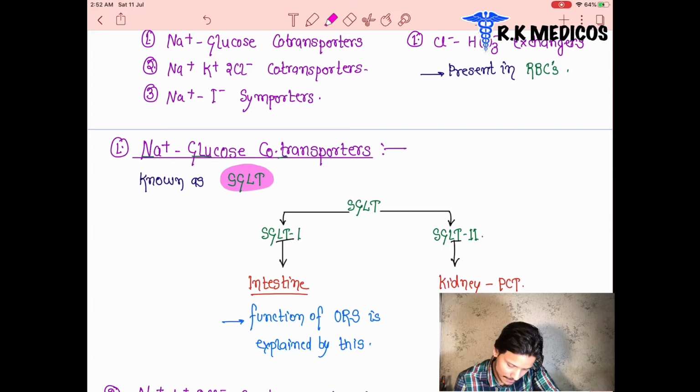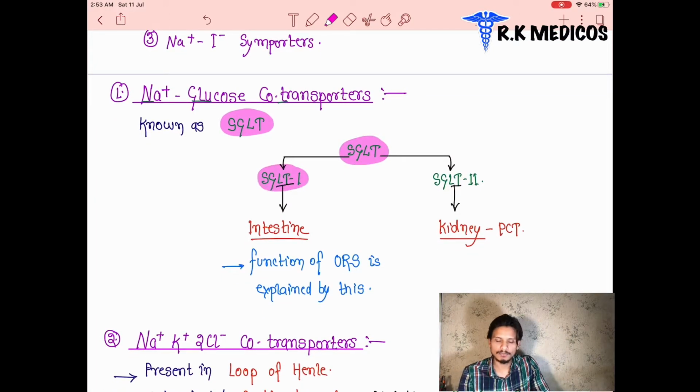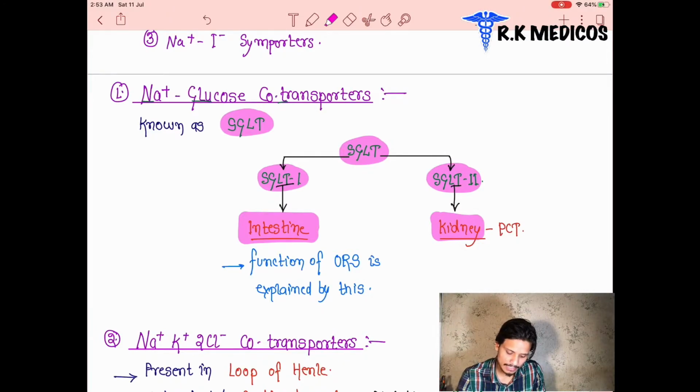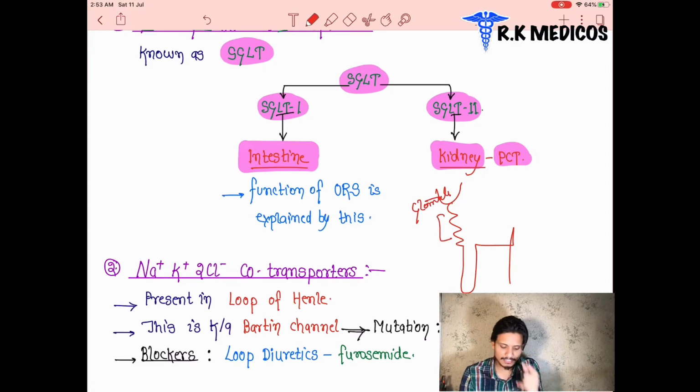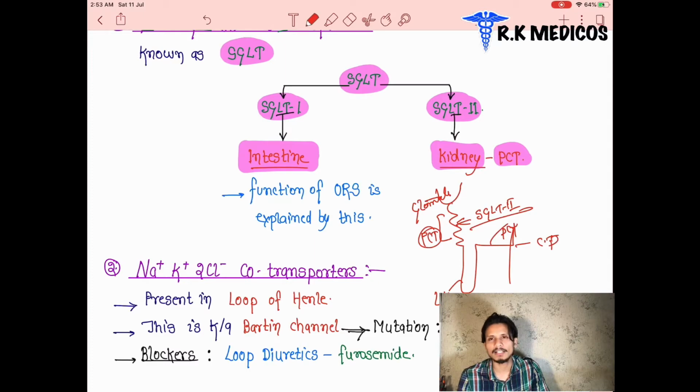There are basically two types, SGLT1 and SGLT2. The first is present in our intestine, and the second is present in our kidney, mainly in the PCT. Suppose that this is the nephron. This is our glomerulus, and this is our PCT. SGLT2 is located here in the PCT section. This one is the loop of Henle, this is the DCT, and this one is the collecting duct. So we have to know that the PCT section contains SGLT.